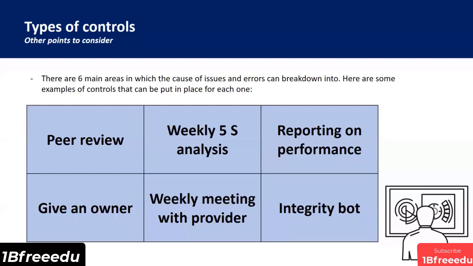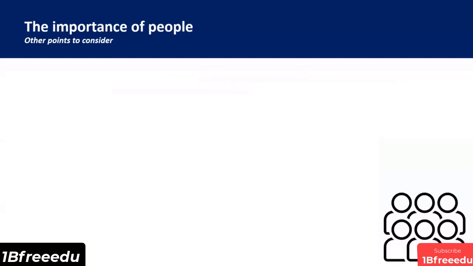So these are the type of controls. Again, a few examples. There are many, many different examples when it comes to controls that you can put in place, and it's whatever works for you. Some of these will be quite easy and quite straightforward, such as giving a process an owner. Others may be more costly, such as building an integrity bot.